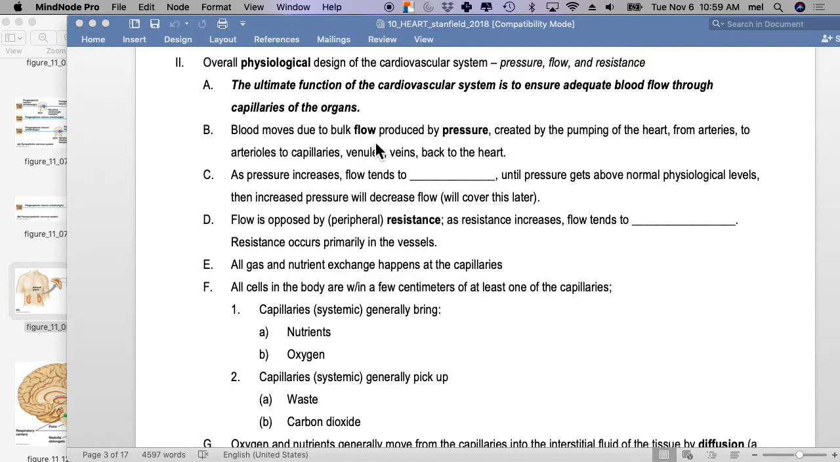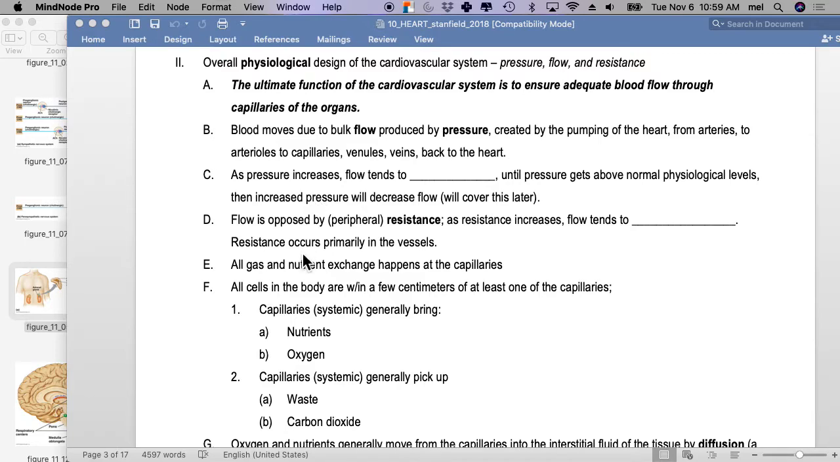Okay, so you guys predict for me. What do you think? As pressure increases, flow tends to do what? Increase, yes? Now, is there such a thing as too high a pressure? You know there is. Pressure gets too high, you break the whole system. But generally speaking, as pressure increases, flow increases, okay?